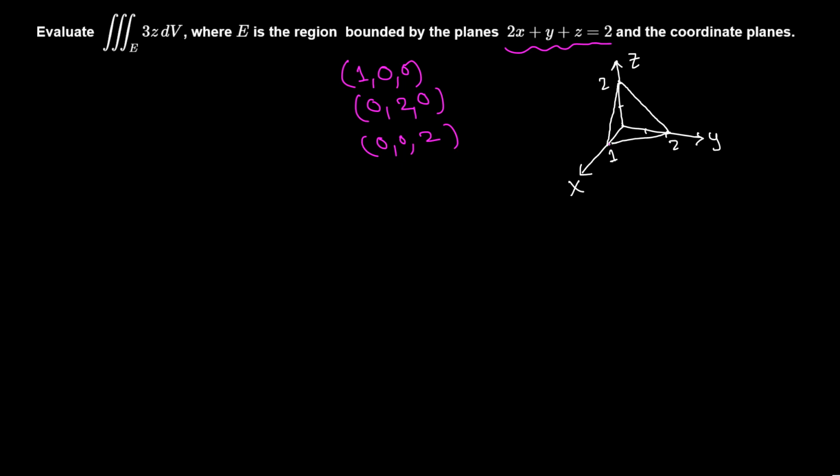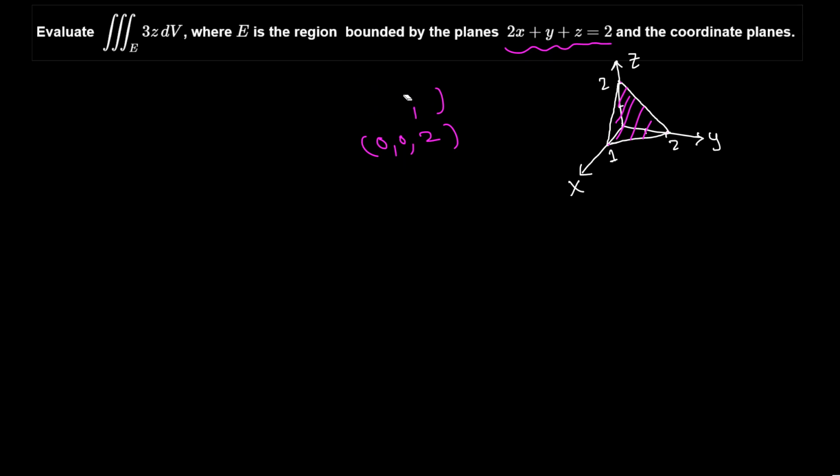Here is (1, 0, 0), (0, 2, 0) on the y-axis, (0, 0, 2) on the z-axis. So this is the plane we are looking at, bounded by these 3 coordinate planes as well. Okay, that's the E part. If we look closely, it does not go below the xy plane because we are talking about coordinate planes. So z has the lower bound of 0, and the upper bound it can go up to this. We can find it from here.